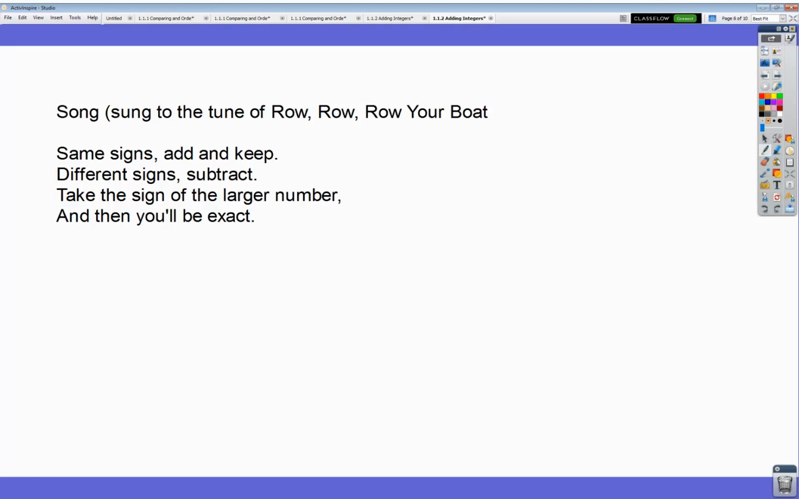All right, if you didn't already sing along, I'd like you to do that now. It can't be as bad as my mandolin playing. So sing along.